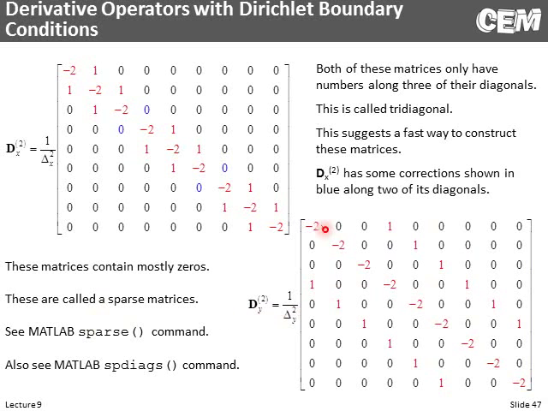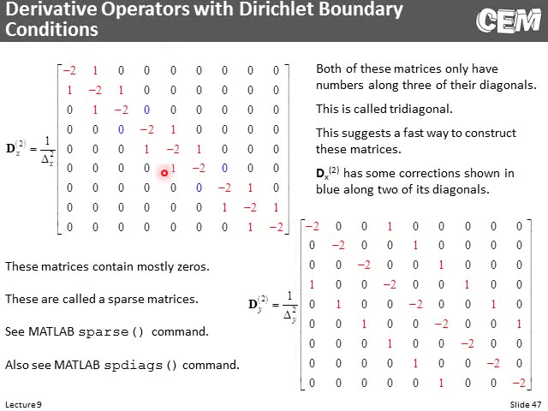This is exactly just three diagonals. There's the center diagonal, which always has negative twos, and we have an upper diagonal with ones and a lower diagonal with ones. The only trick is figuring out where the diagonals go. The negative twos always go down the center, but we have to figure out where these ones go, and that depends on the width of your grid.